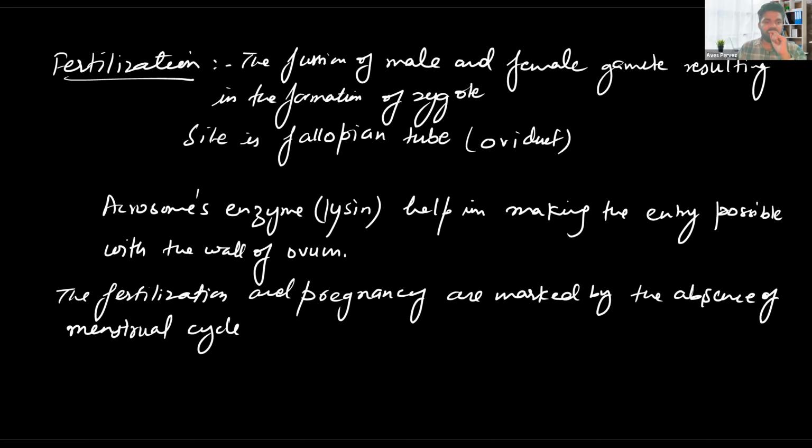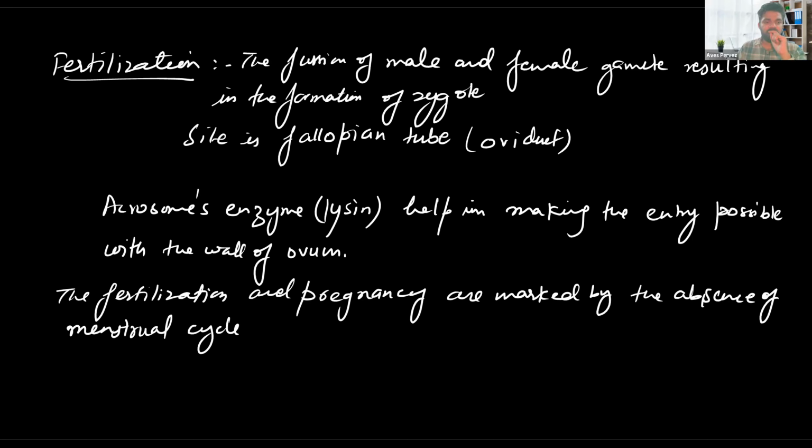Sir, I have a question: does it happen in the fallopian tube or in the uterus? No, for the first 5 to 6 days it occurs in the fallopian tube, and then when it forms a big mass of cells, it is transferred from the fallopian tube to the uterus, and this transfer is called implantation.